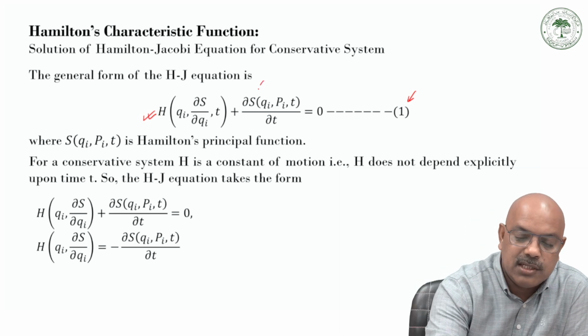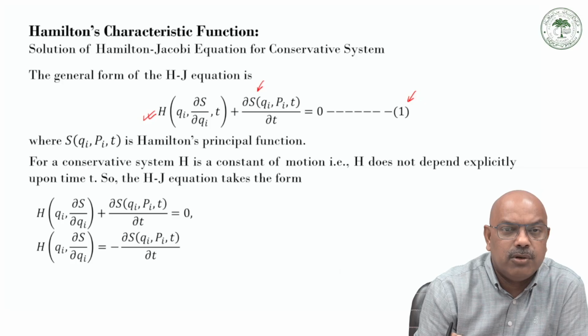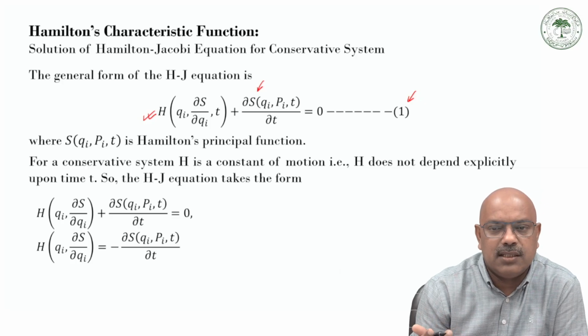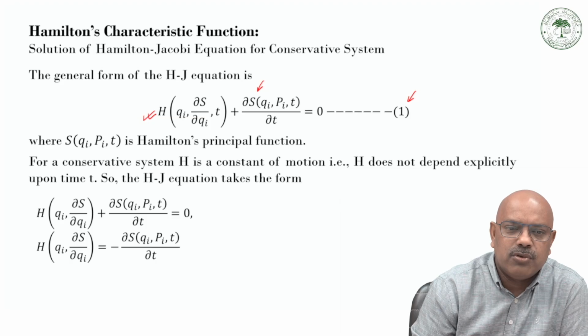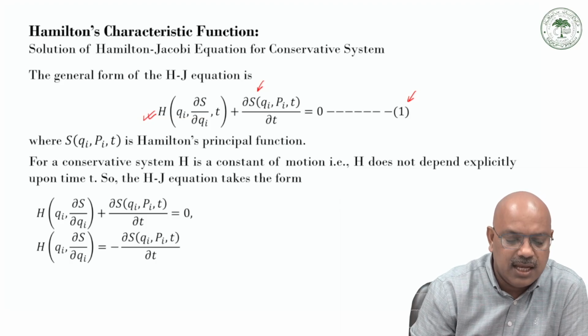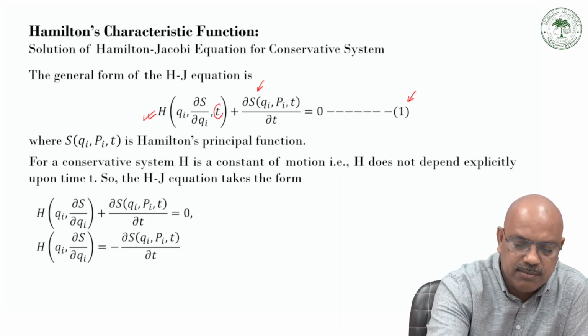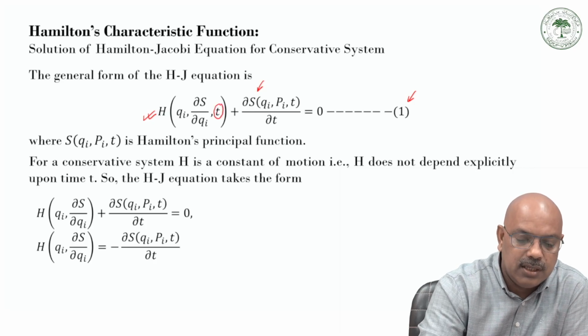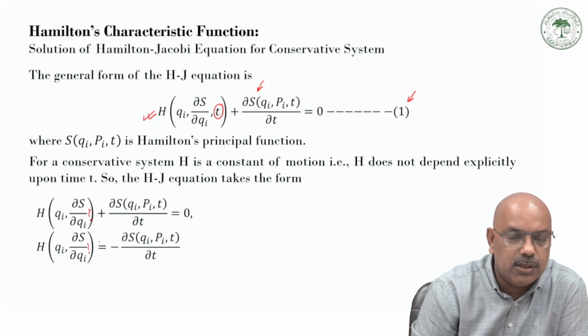Okay, this is my Hamilton principal function. But for a conservative system, you know that H is a constant of motion, that H does not explicitly depend upon time. So what we have takes this form. This is because here you have a time dependence in the Hamiltonian, but if you get rid of this time, so we don't have time here, then you see that this is equal to 0.